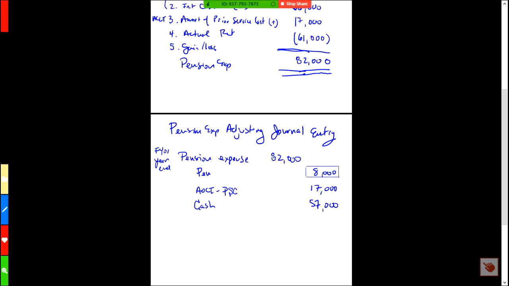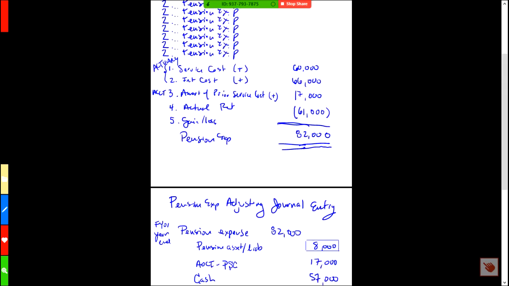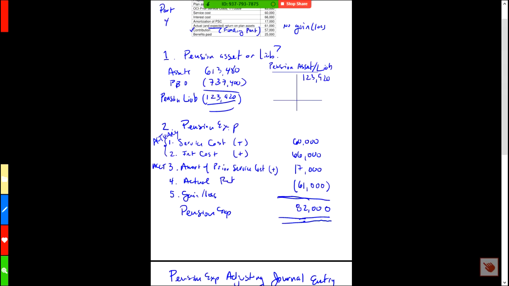This goes to pension asset/liability. All right. So if I go up here and I post it, it's an $8,000 credit. Then we have an ending balance. Here's the 12/31 FY01 balance. So they would end the year with a pension liability of 131,920, and they would have recorded pension expense in the amount of 82,000.